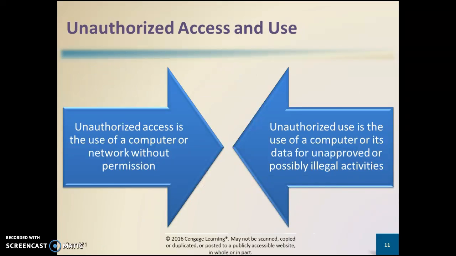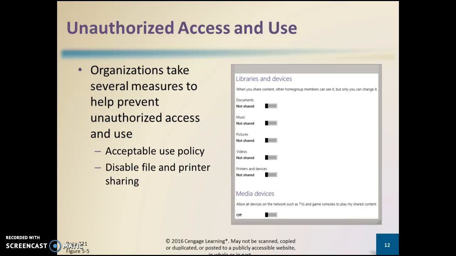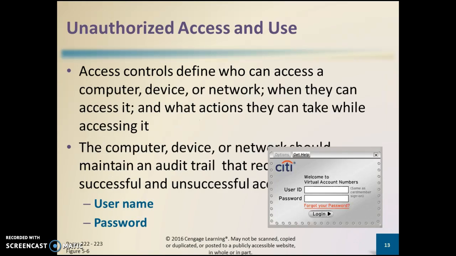Unauthorized access and use. Unauthorized access is the use of a computer or network without permission. Unauthorized use is the use of a computer or its data for unapproved or possibly illegal activities. Organizations take several measures to help prevent unauthorized access and use: an acceptable use policy, disabling file and printer sharing, and access controls, which define who can access a computer, device, or network, when they can access it, and what actions they can take while accessing it. The computer, device, or network should maintain an audit trail that records successful and unsuccessful access attempts.